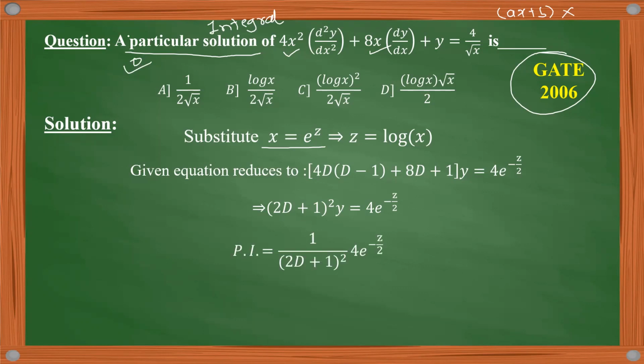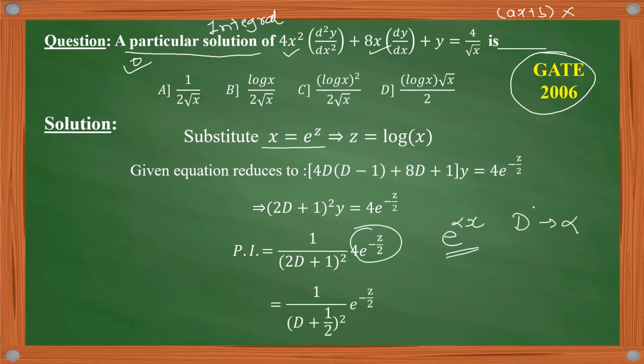So we'll directly move on to find the particular integral. By general method of particular integral, it will be 1 upon f of D into our Q of x part. So it will be 1 upon (2D plus 1) whole square into 4 e power minus z by 2. So we can just take out this 4, and here it is e power alpha x type of Q of x. So we will just replace D by alpha.